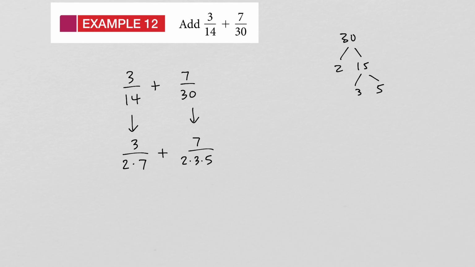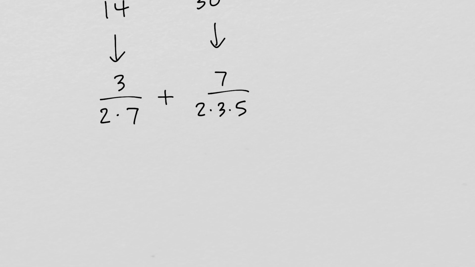And once we see the prime factors for those numbers, we know what we have to multiply to make these denominators the same. So you can see they already both have a 2 in the denominator. But this denominator has a 7 and this one does not.